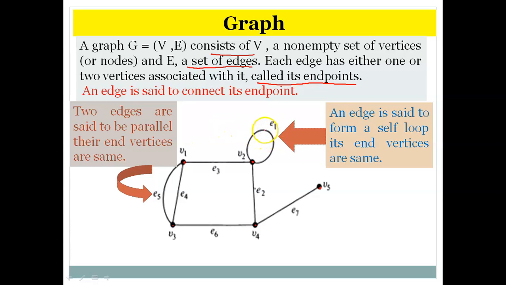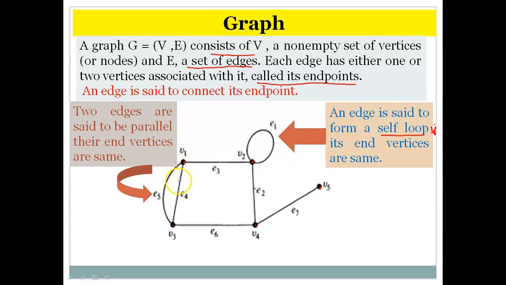Now look at a different situation. Here this edge E1 starts from V2 and again ends at V2. That means for this particular edge we have only one end vertex, that is V2. In such a situation, an edge is said to form a self loop if its end vertices are the same.